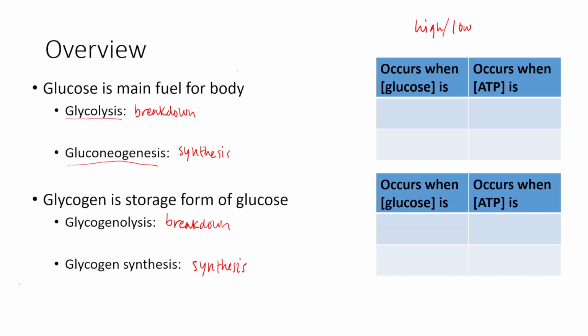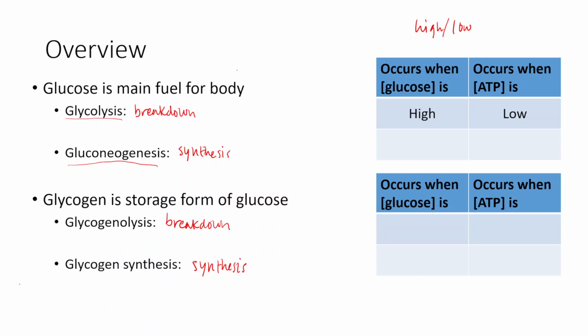All right, so let's start with glycolysis. Are glucose levels high or low when glycolysis is going to happen? Yeah, high. You need a lot of starting material to get the pathway going. And what about ATP levels? Yeah, low. So glycolysis is going to happen when you need to make more ATP. High levels of ATP will inhibit glycolysis.